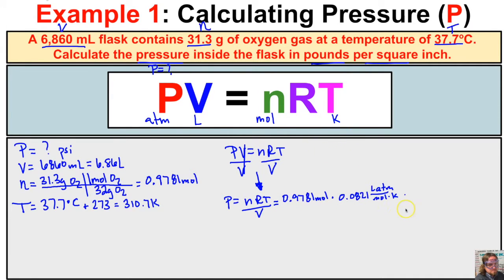The temperature of this gas is 310.7 Kelvin. And the volume of our gas is going to be 6.86 liters. And so now we'll put this in our calculator. 0.9781 times 0.0821 times 310.7 divided by 6.86, and we end up with an answer of 3.637.